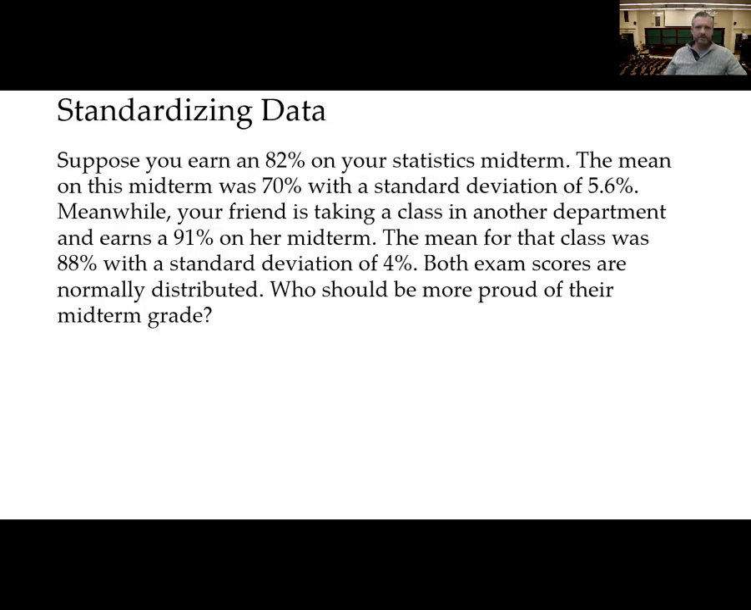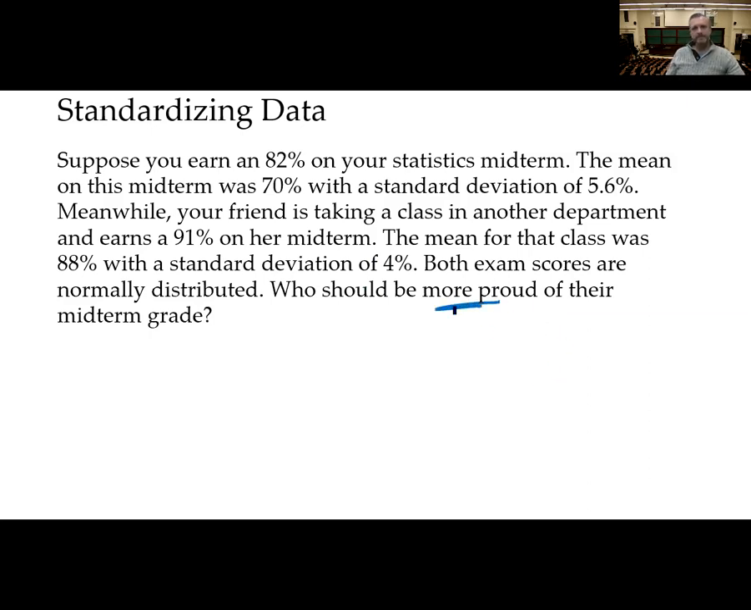Well, what about standardizing data? We've looked at the normal distribution here, the empirical rule, but what if we have this situation? Let's say you get an 82% on your statistics midterm. The mean on this midterm was 70% with a standard deviation of 5.6%. Meanwhile, you have a friend in another class, she gets a 91% on her midterm. That mean was 88% and a standard deviation of 4%. Both exam scores are normally distributed. That's great. We need to know that those sets of scores are, so we can use the empirical rule. Who should be more proud of their midterm grade?